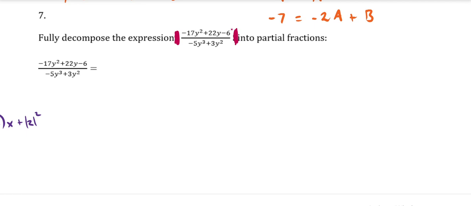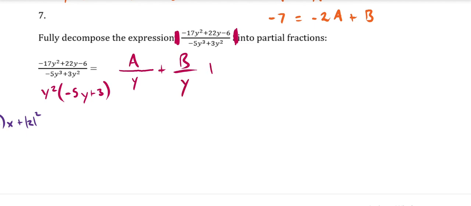Okay, for this one, it is proper. We can factor the bottom pretty easily. Taking a y squared out, we have a repeated linear term and a non-repeated linear term. Let's set up our decomposition terms. We'll need 1 for a y. y repeats up to 2, so we'll need another one. And then we're going to need something to go along with my minus 5y plus 3.